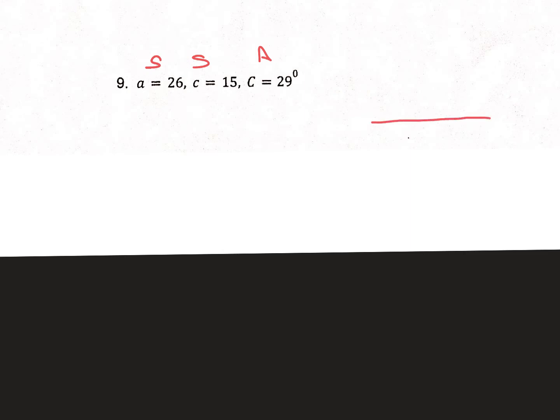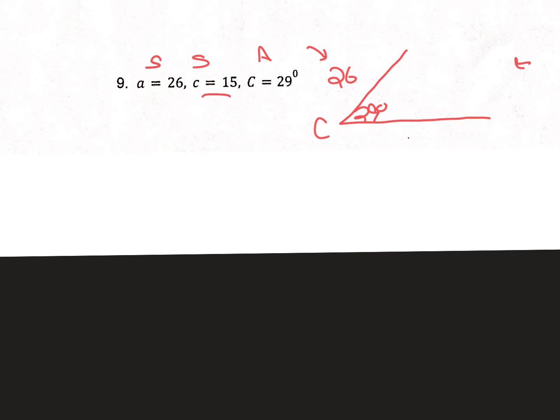So I'm going to draw angle C, which is 29 degrees. They also gave me side C, which is opposite, so it's going to be somewhere over here. Side A is 26. So the first thing you need to find on these every time is the height. The way you find the height is you do this number right here, the 26 times sine of your angle. So I'm doing 26 times sine 29 degrees. I'm getting 12.6. So the height's 12.6.